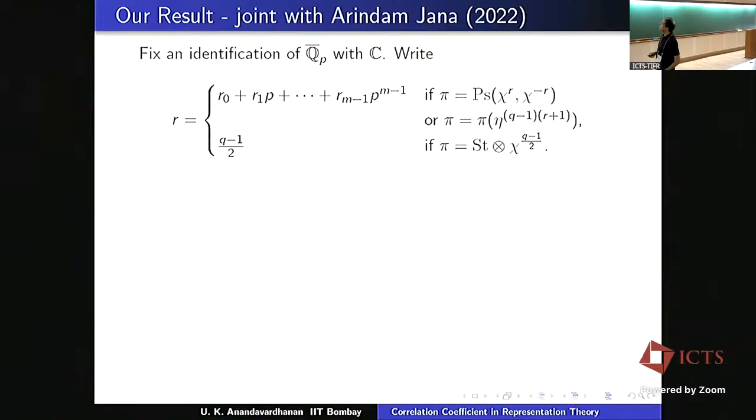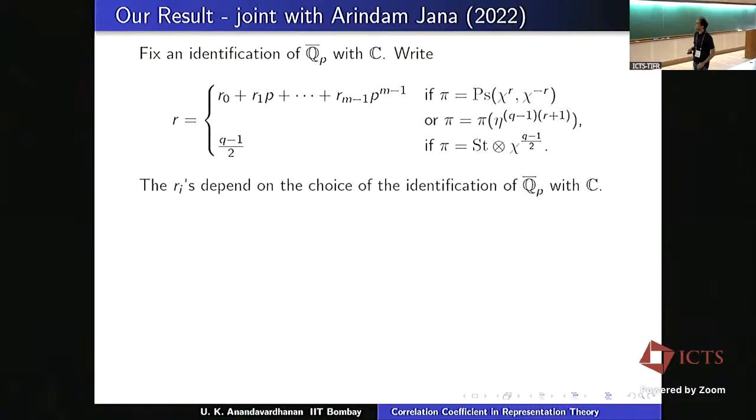So for that r, you write the p-adic expansion. Write r as r0 plus r1 p plus etc., up to, so what is m? q is p power m, that m. So for principal series and cuspidal, where this r plus 1 is important, I'm expanding r plus 1, and r is (q minus 1) by 2 for Steinberg. So I have got these ri in the p-adic expansion. The ri, of course, depend on the choice of the identification, and on your fixing the generator also. Chi and eta are fixed in order for me to get these r.